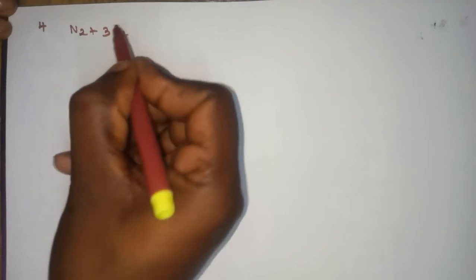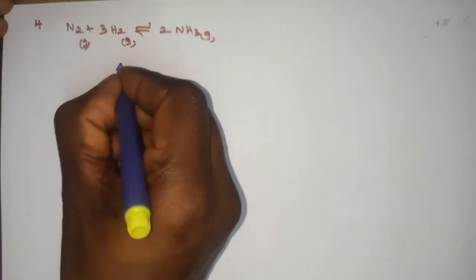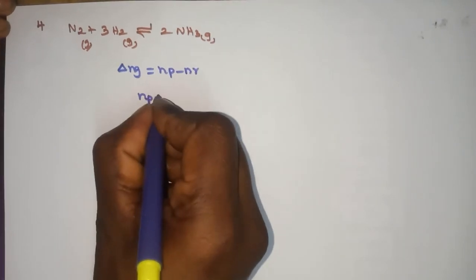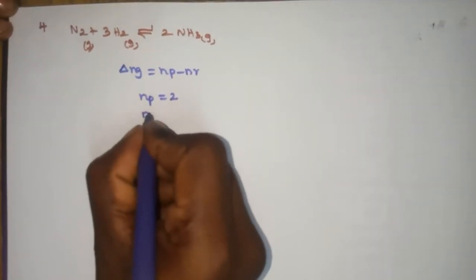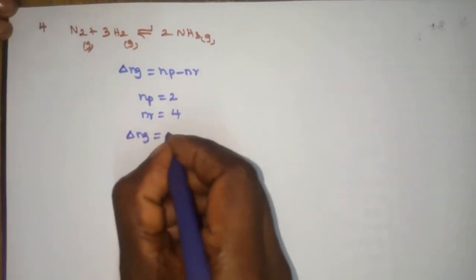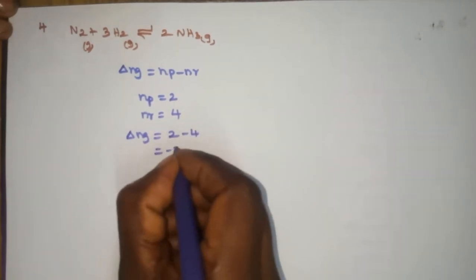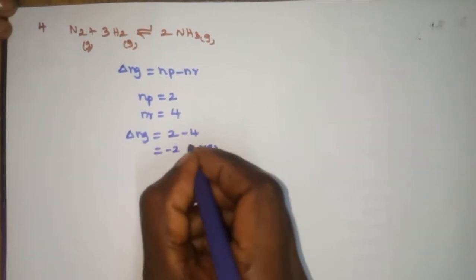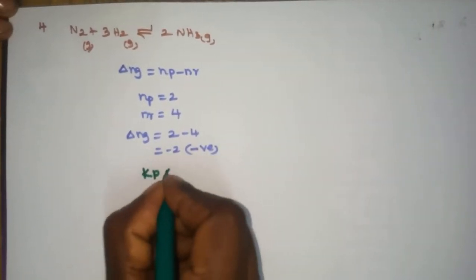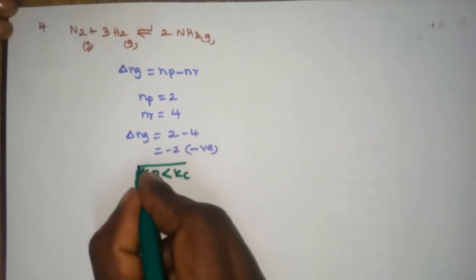Another example, the fourth one, N2 plus 3H2 gives 2 moles of ammonia. Delta Ng for this equation equal to Np minus Nr. Np equal to 2 for this equation, Nr equal to 4. So substitute the value. Delta Ng equal to 2 minus 4 equal to minus 2. That means a negative value. So the relationship between Kp and Kc is Kp is smaller than Kc. Kc is greater than Kp.